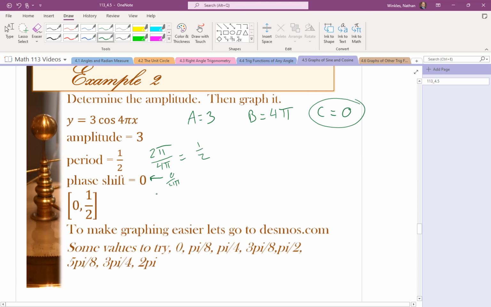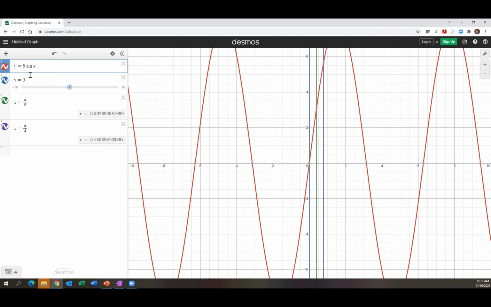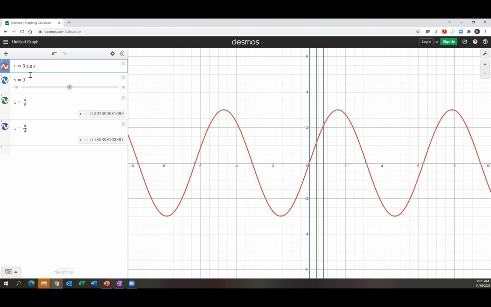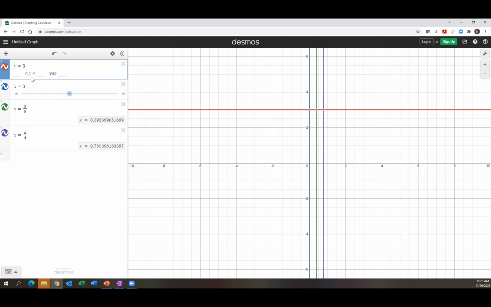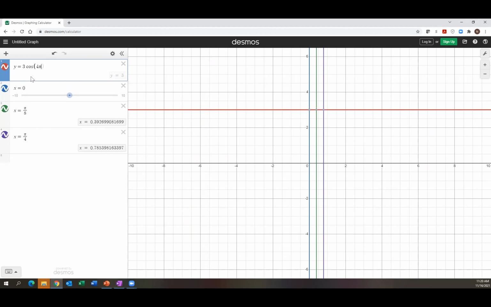So the interval that we're working from is from 0, which was my phase shift, to 0 plus my period. So that's how we get to 0 to 1/2. We could come back over here and regraph this using our new function of 3 cosine 4 pi x.